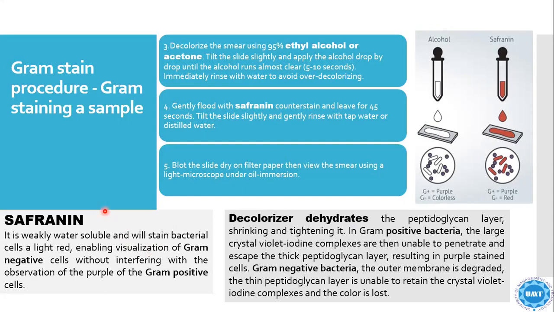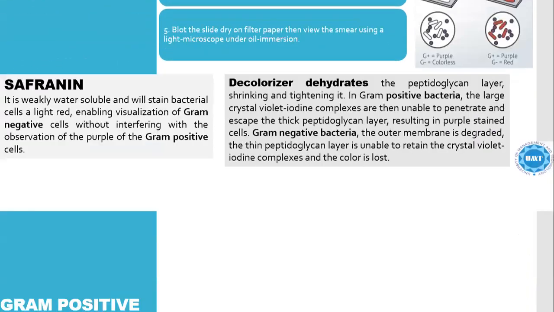The decolorizer hydrates the peptidoglycan layer, shrinking and tightening it. In gram-positive bacteria, the large crystal violet iodine complexes are then unable to penetrate and escape the thick peptidoglycan layer, resulting in the purple stain. While in the case of gram-negative bacteria, the outer membrane is degraded and the thin peptidoglycan layer is unable to retain the crystal violet iodine complexes, and the color is lost.